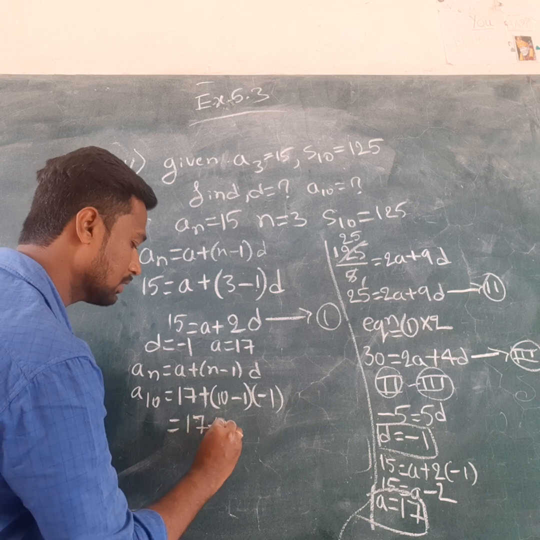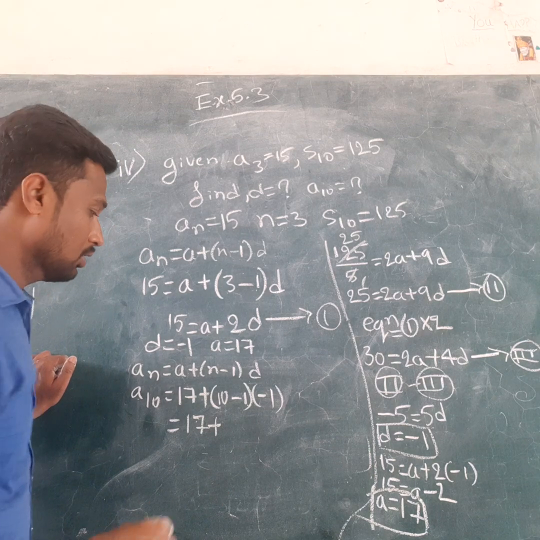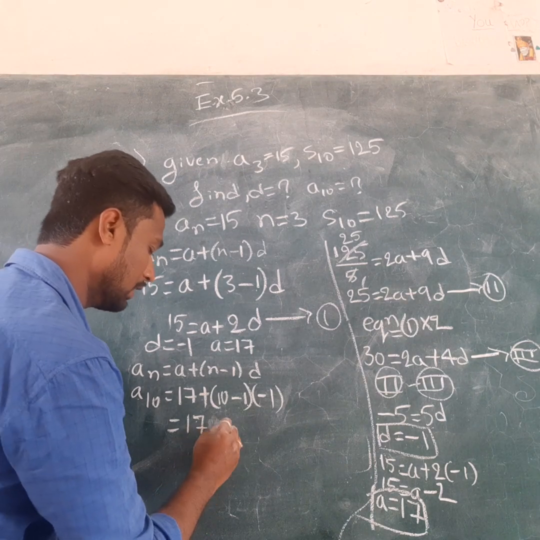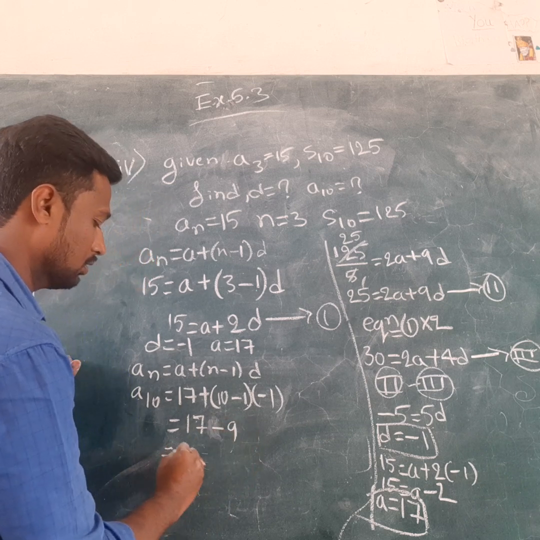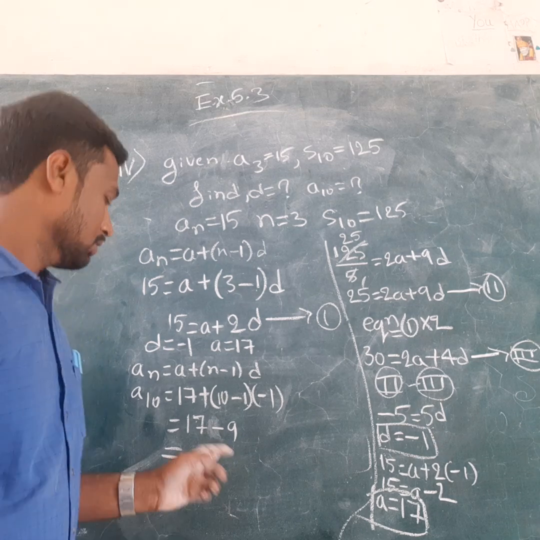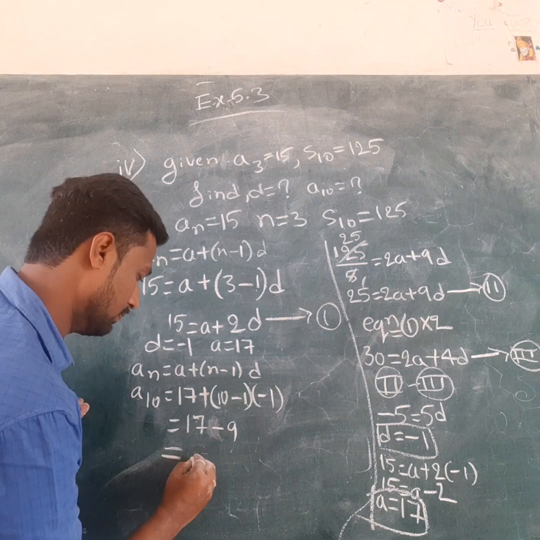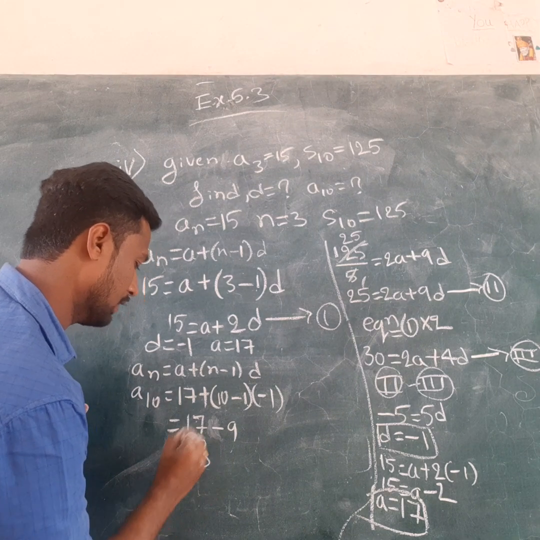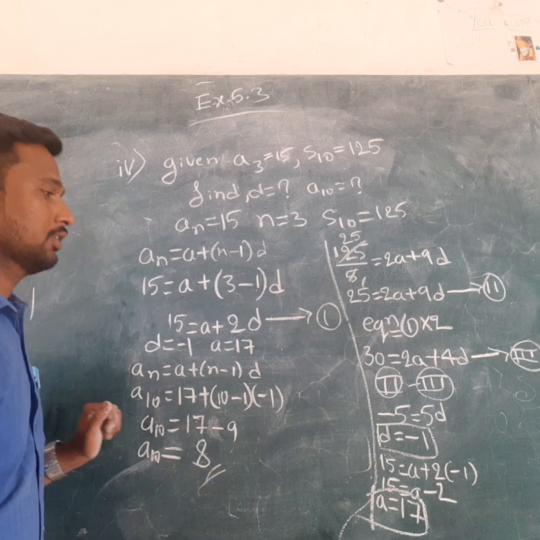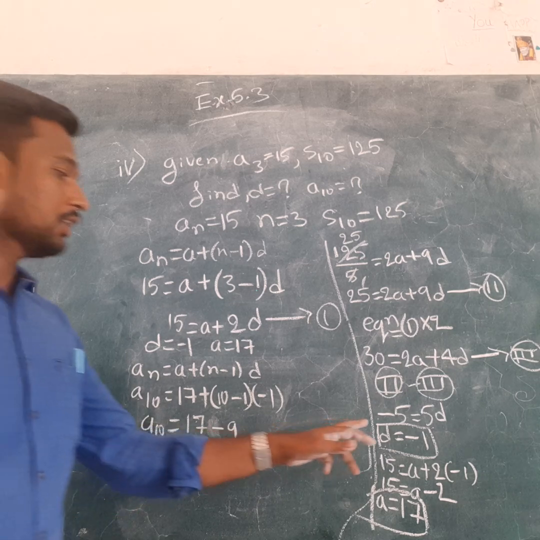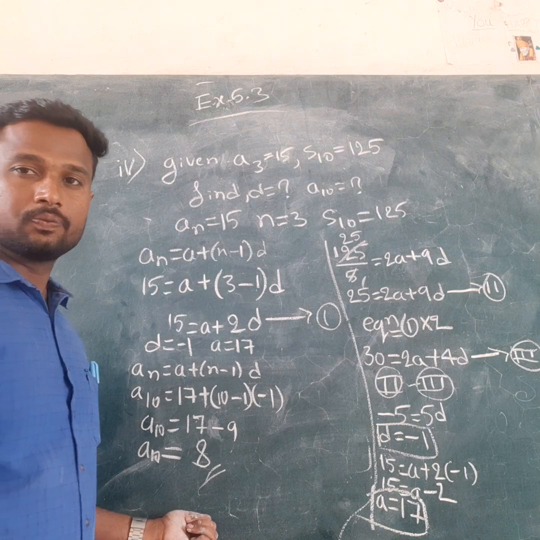So 17, next step: 17 plus 10 minus 1 means 9. 9 into minus 1 is minus 9. So A10 value is 17 minus 9. 17 minus 9 means what is the answer? 8. So therefore A10 value is 8. So D value is minus 1 and A10 value is 8.